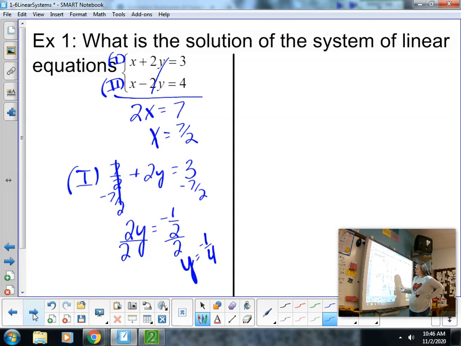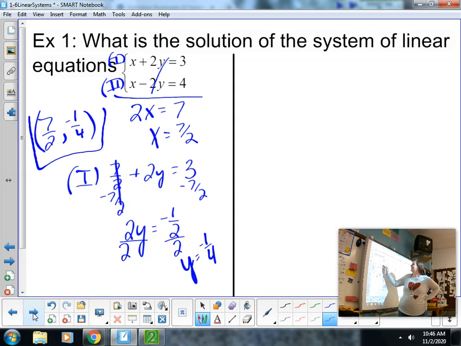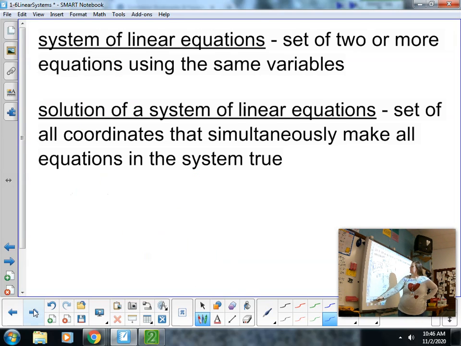So my solution here is called an ordered pair. That is 7/2 and -1/4. We could plug that in to the original problems to make sure that the left and the right hand sides were equal if I wanted to check my answer for that.